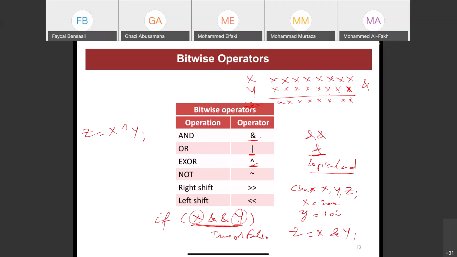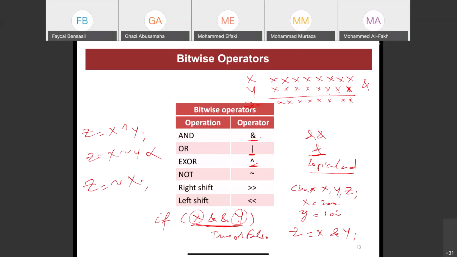Of course, the NOT, we don't do X NOT Y, right? This is wrong. So Z is equal NOT X. So if I do this, I will get in Z the ones complement of X, right? The opposite of X. So Z is equal NOT X. So each bit will be inverted. Each bit of X will be inverted and assigned to Z.